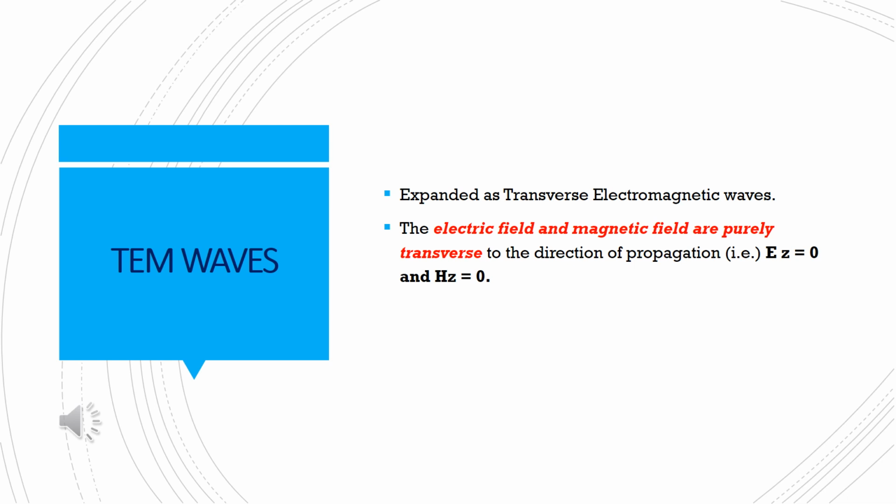The third type of waves are the TEM waves, expanded as the transverse electromagnetic waves. Again, when the wave propagates in the z direction, if both the electric field and magnetic field are perpendicular to the direction of wave propagation, such waves are said to be the transverse electromagnetic waves.